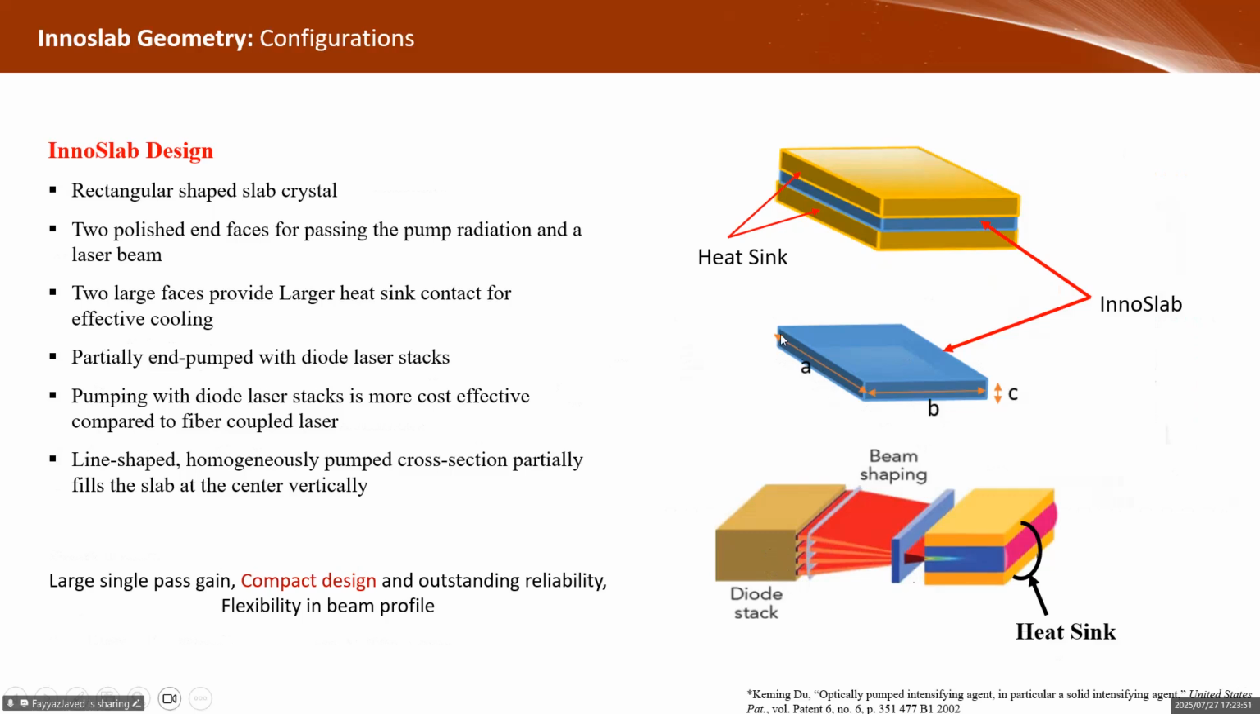For example, if the thickness is 1 mm, the pump beam has to be 0.5 mm thick. It can be 0.6, but then again the threshold and other things get affected.